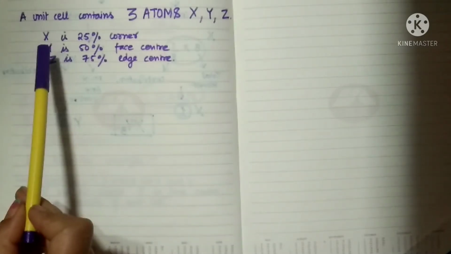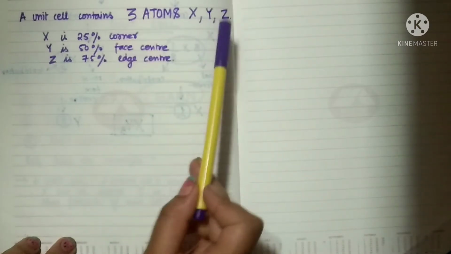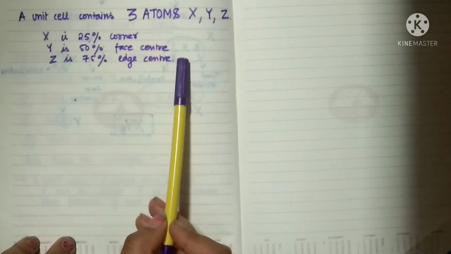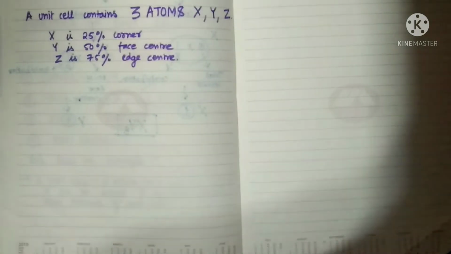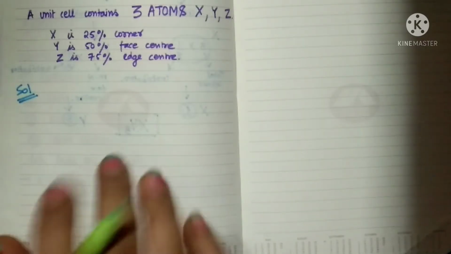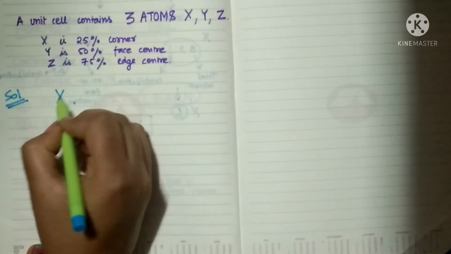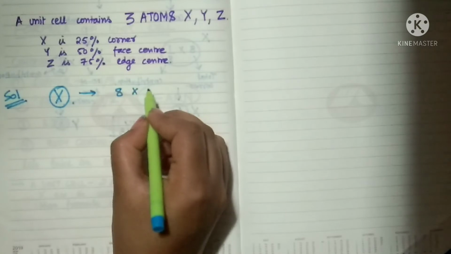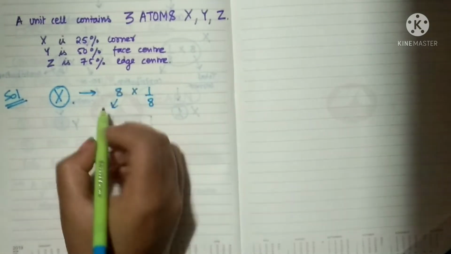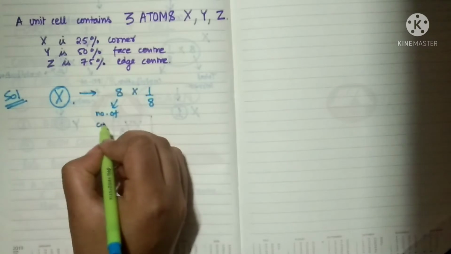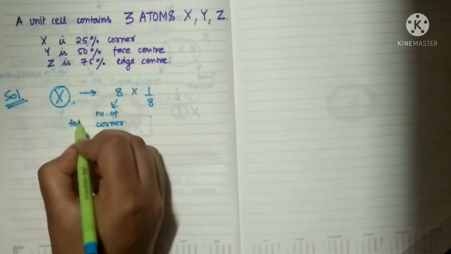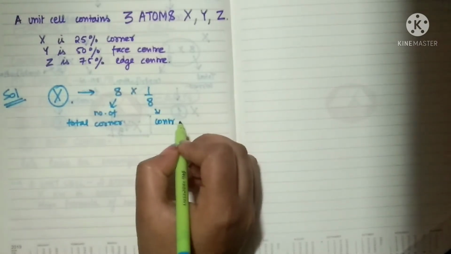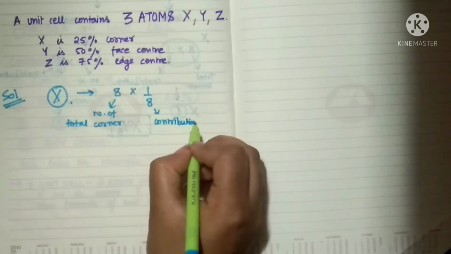So let's try this question. It's given that in a unit cell, 3 atoms are present, x, y and z. So x has 25% corners, y 50% face center and z 75% edge center. So first we will write for x. Let's write x and then we'll do the same, 8 into 1 by 8. And you all know 8 is the total number of corners present in one cube. And 1 by 8 is the contribution, which you have already learned.